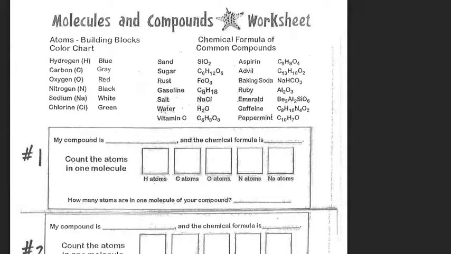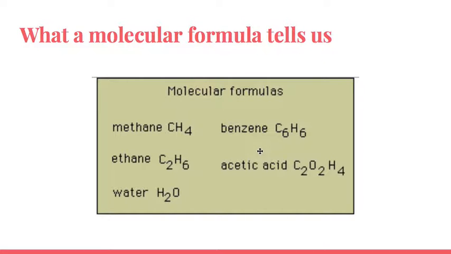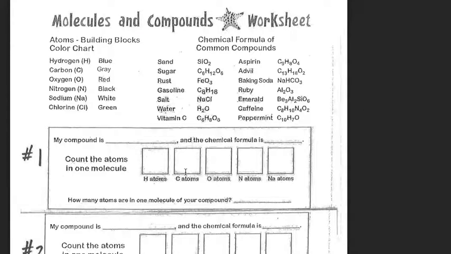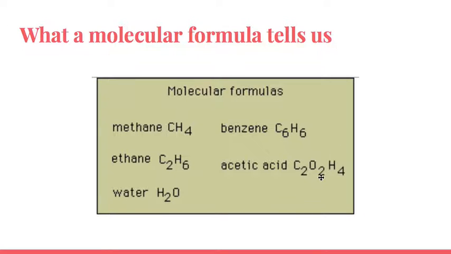So if you had the compound acetic acid, you would say my compound is acetic acid. Its formula is C2O2H4. And then you would fill in carbon atoms. Here, there's 2. Oxygen atoms, there's 2. Hydrogen atoms, there's 4. And there's a total of 2 plus 2 plus 4, 8 total. Okay? So now let's just look at the pictures.